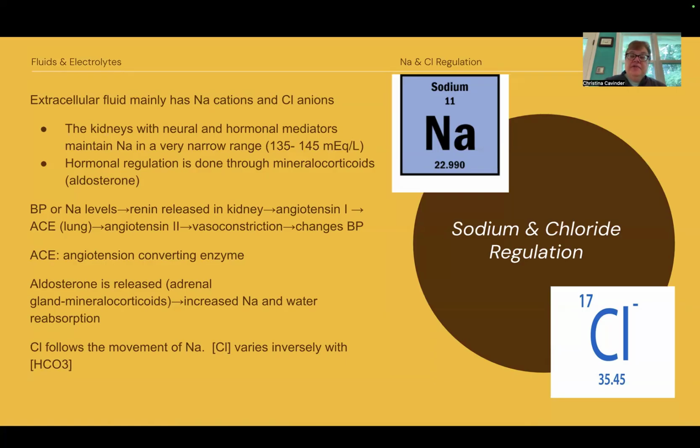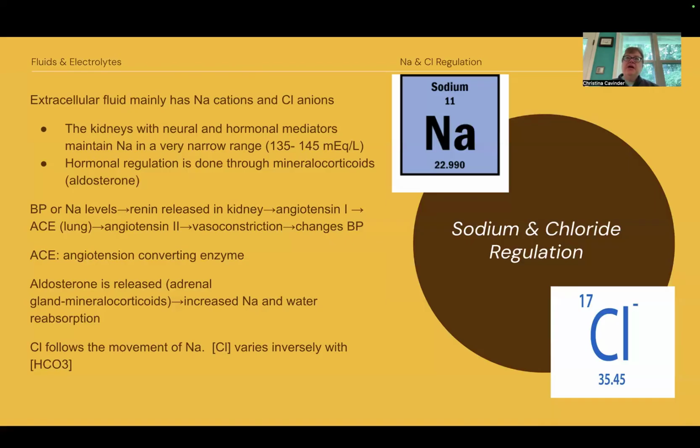So extracellular fluid has sodium. We talked about that. They are the cations, so they're positively charged. Cations are positively charged, and chloride or anions are negatively charged. And so they fit nicely together. So the kidneys, with your hormone and neural mediators, like we just talked about with your antidiuretic hormone, maintain the sodium in a very narrow range. It's 135 to 145. If you get out of that range, there's some really serious issues.